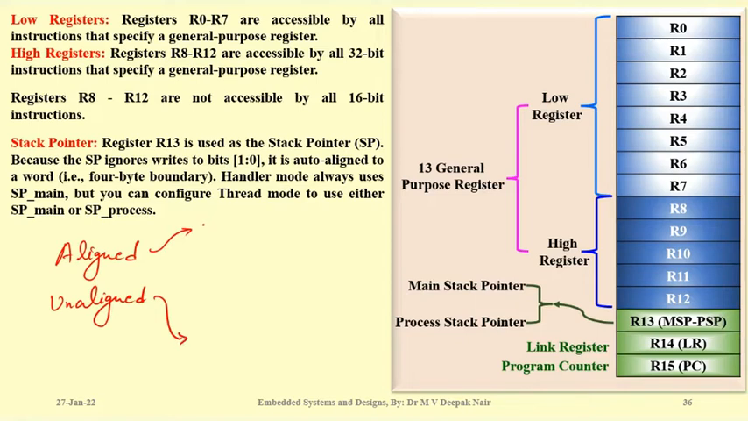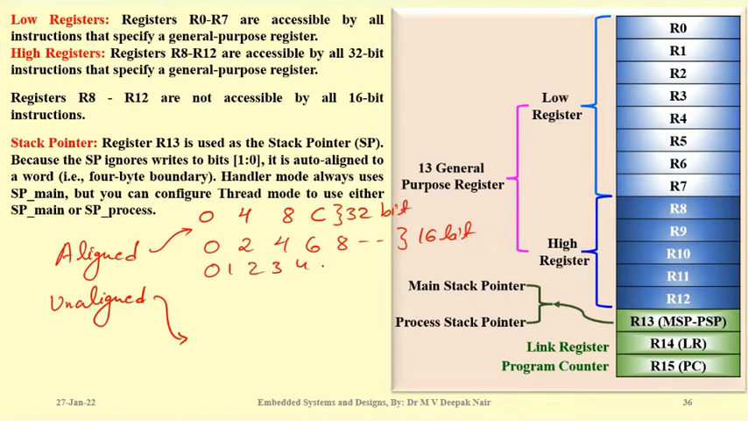Aligned memories were those in which the system was aligned like this: 0, 4, 8, C. These were aligned for 32-bit data, right? There were half words also, which will be aligned at 0, 2, 4, 6, 8, and so on. So these are all 16-bit aligned, or we can say half word aligned. And byte aligned means every register, 1, 2, 3, 4, all the bits are 8-bit. So these are all word aligned.